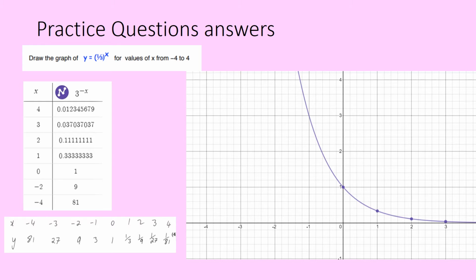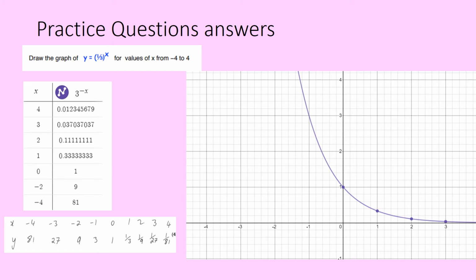And I've got the solutions there for you. So it goes from 81 to 1 over 81. So you should have plotted those. And as you can see, of course, it crosses the y-axis at 1. And because it's 3 to the minus x, it's reflected. It's the reflection of y equals 3 to the x in the y-axis.